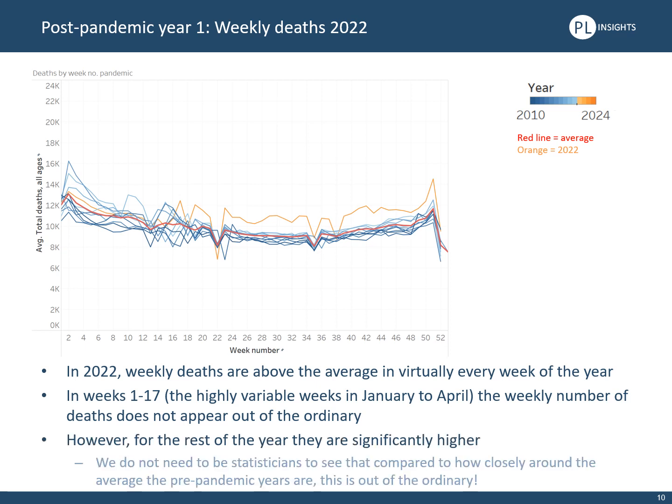I don't think we need to be statisticians, however, to see that what's going on beyond week 17 is significantly higher than what we've ever seen before. That definitely looks to me out of the ordinary. Remember that we observed that the previous years were all very tightly packed around the average during the period from sort of May through to probably around October or so.